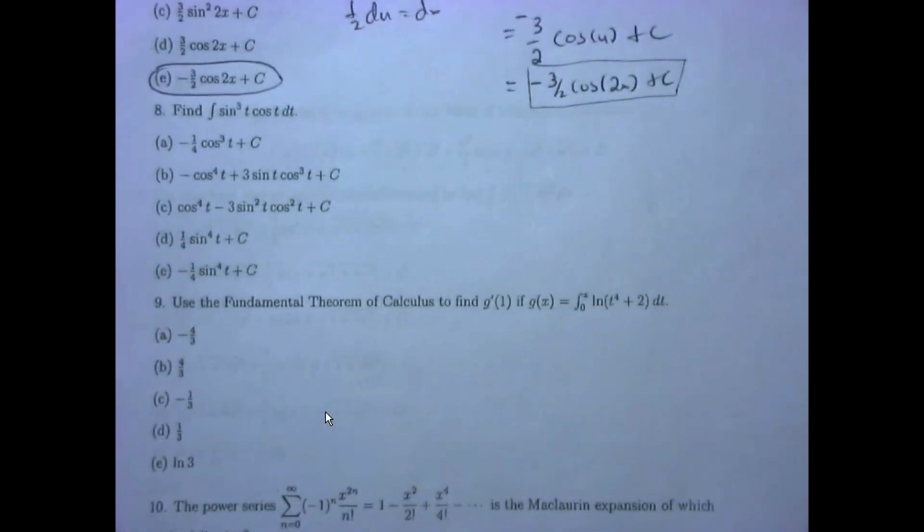Blow it up a little bit. You guys can see it in the back there. Find the integral of the sine cubed t times cosine of t dt. Again, another integration. First things first.